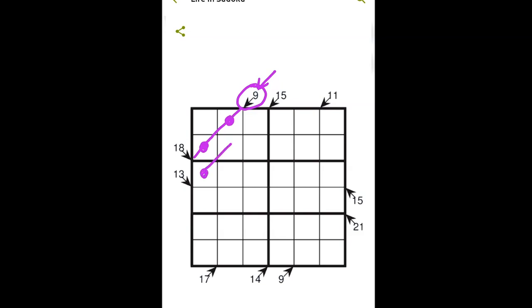Similarly, this cell and this cell sum should be equal to 15. Similarly, this cell, this cell and this cell sum should be equal to 18, and so on and so forth.